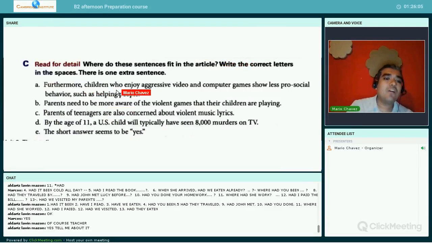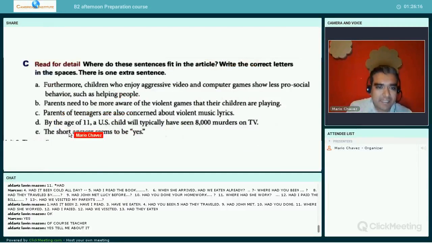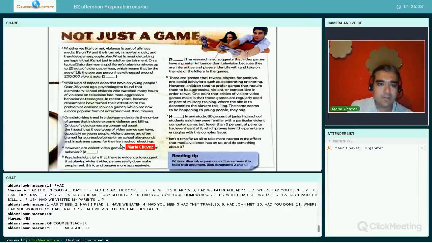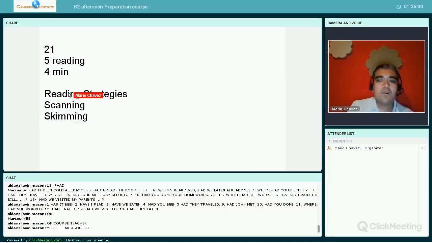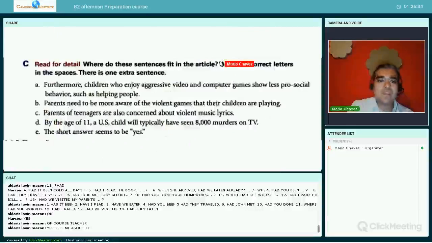This means that out of these five, one is extra, right? So we only have four spaces, one, two, three, four. And we have these five sentences, A, B, C, D, E. We need to put these five sentences in these four places. So one is extra.